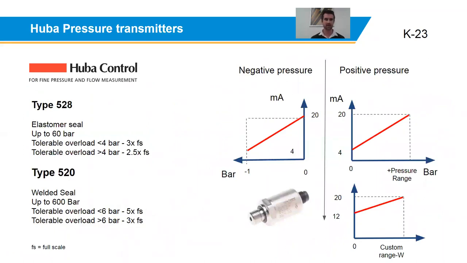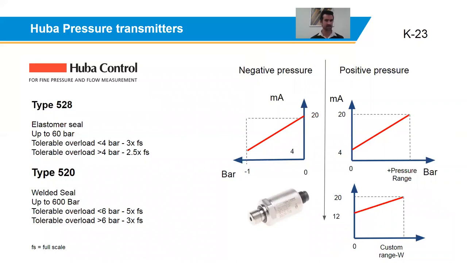Looking at our pressure transducers, K23, we've got quite a range of pressure transducers. I'm going to highlight the 528 and the 520 type. They're the most popular. Two main differences between the 528 and the 520 is in the seal and the overload tolerance of the two transducers.